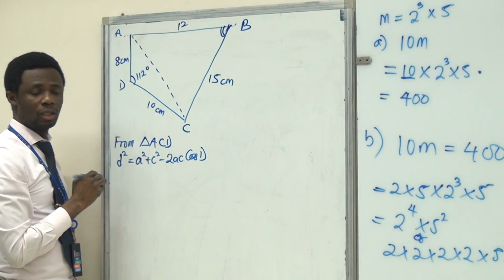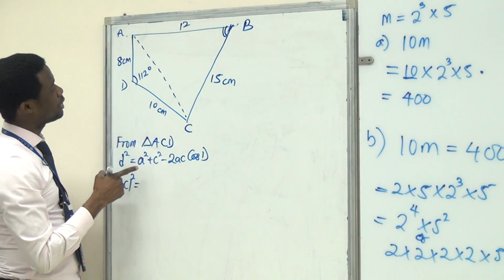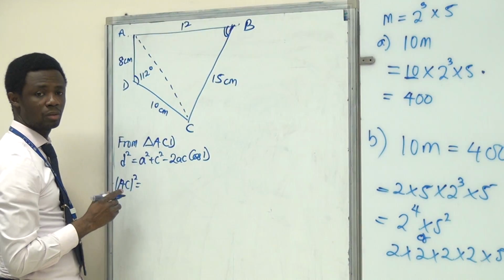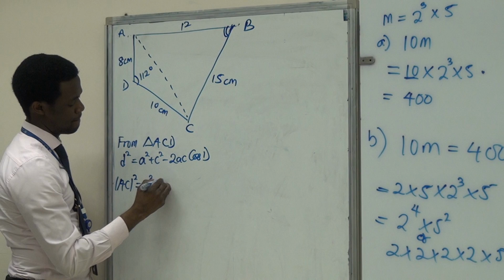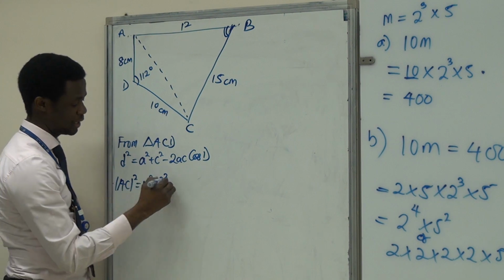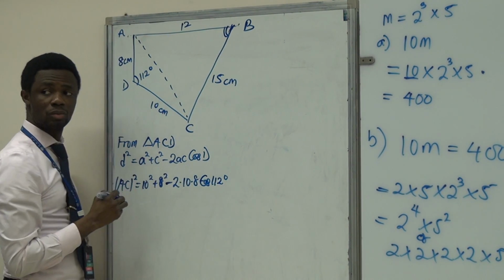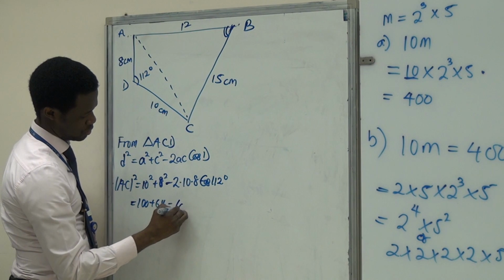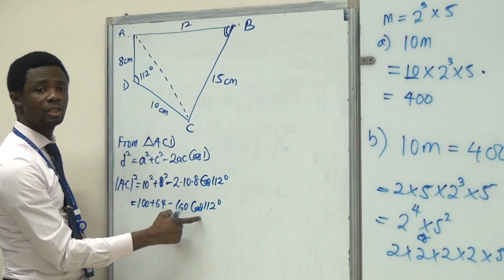Good. Then we substitute. Our D squared, I'm going to write it as AC squared now. What is my A squared? A squared is 8 squared. What's my C squared? 10 squared. Then 2 times 8 times 10 times cos what? 112. Then this is 64, this is 100, this is 160. What is cos 112? So we can multiply this together. Calculator, please.